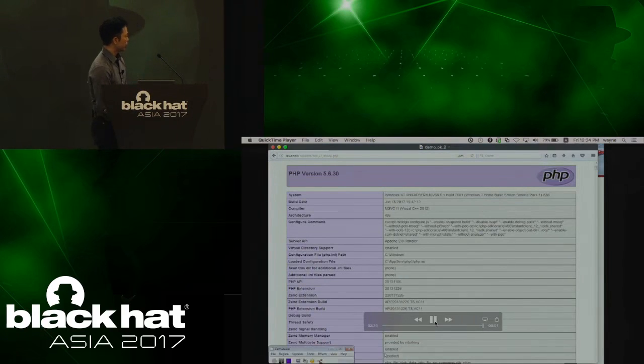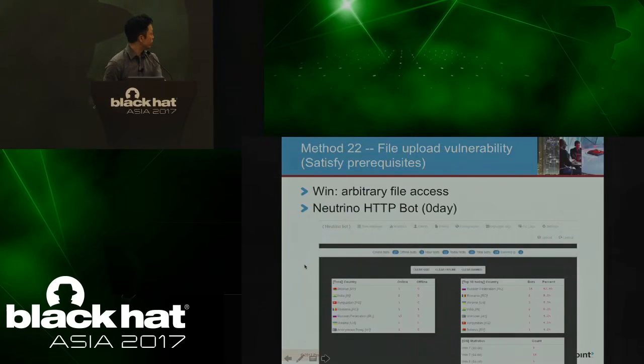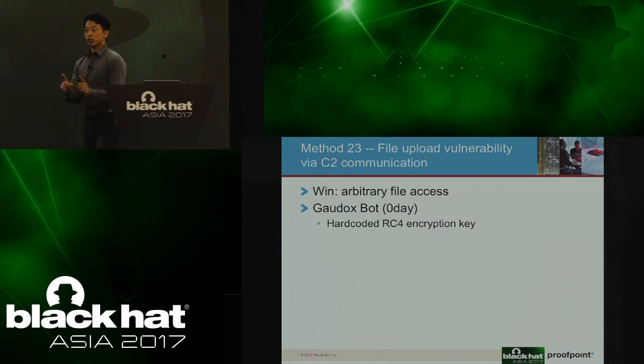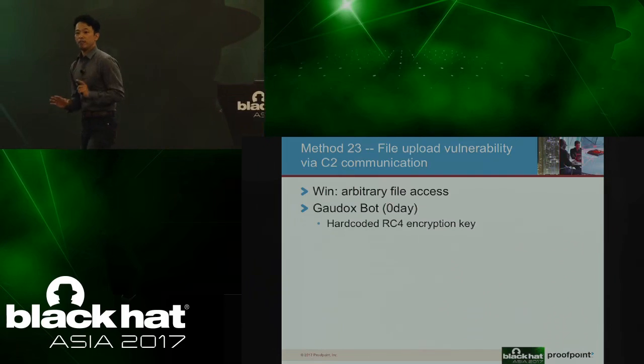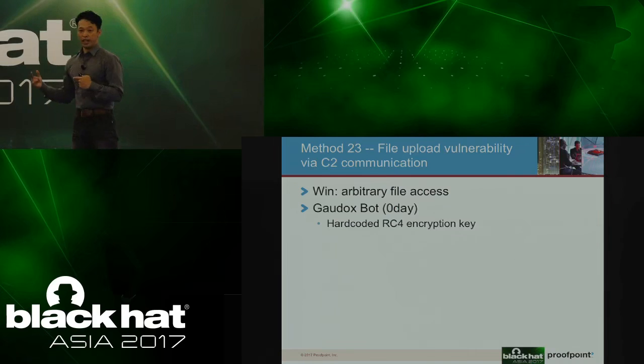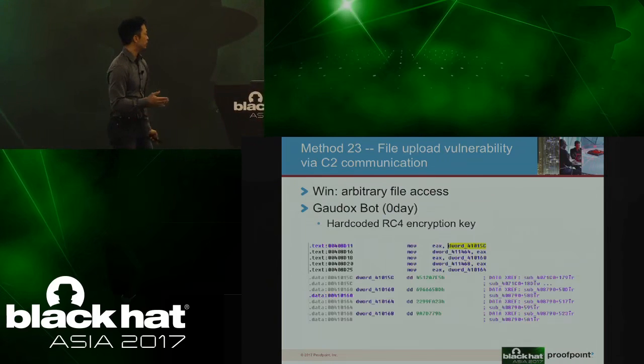Okay. So if we can upload a PHP, we can upload any PHP, and basically then we have ownership. Okay, so this is method 22, satisfy prerequisites. We're making good progress. Okay, C2 communications. A lot of times they don't check for anything, but they have a shared key for their communication. Which means if you don't know the shared key, you can't talk to that particular upload mechanism.